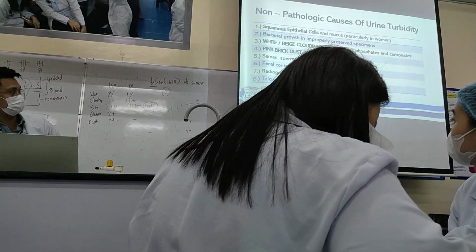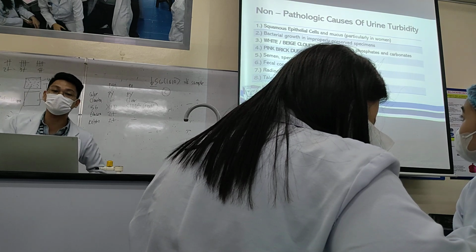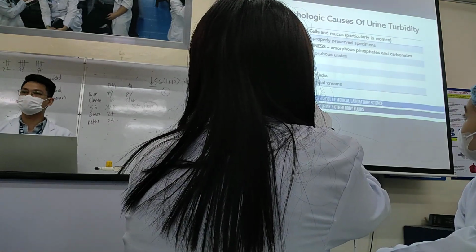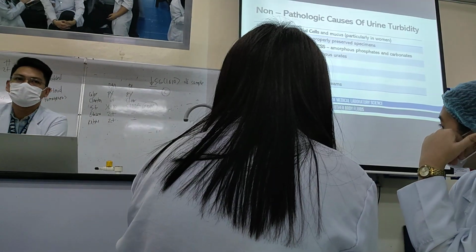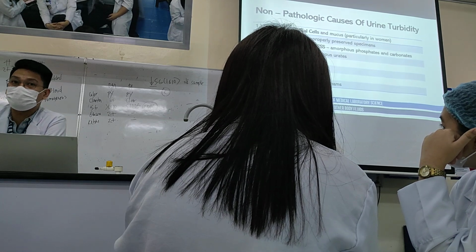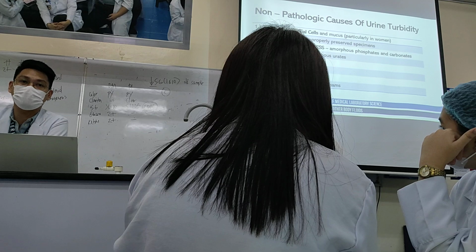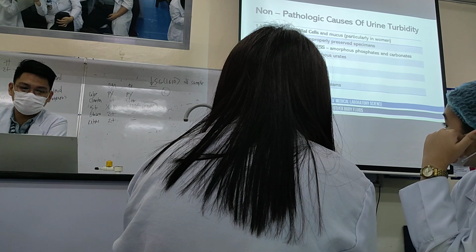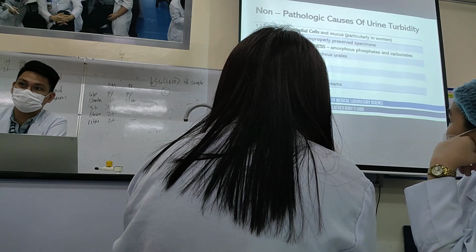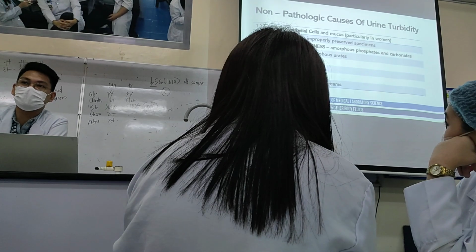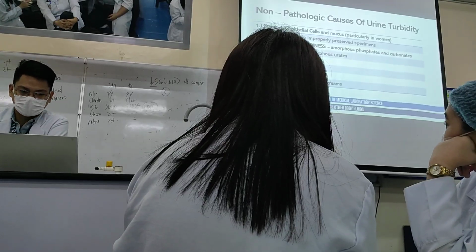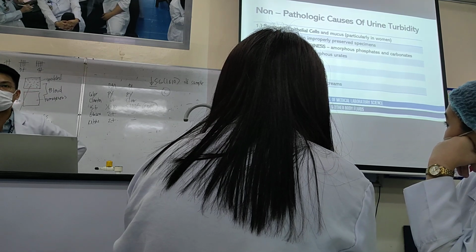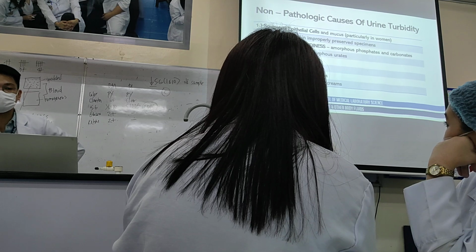Okay, so these are the list of non-pathologic causes of urine turbidity. First one, presence of squamous epithelial cells and mucus, particularly in women. That's why even though women will perform midstream clean catch, possible pa rin na mag-cloudy ang ihi, because the lining of the vagina is made up of epithelial cells, unlike sa men. Second one, bacterial growth in improperly preserved specimen. Siyempre, if bacteria will proliferate, it can cause a turbid urine sample.